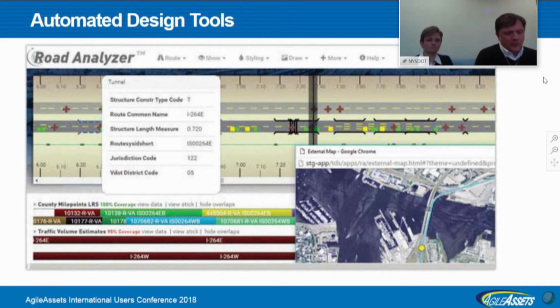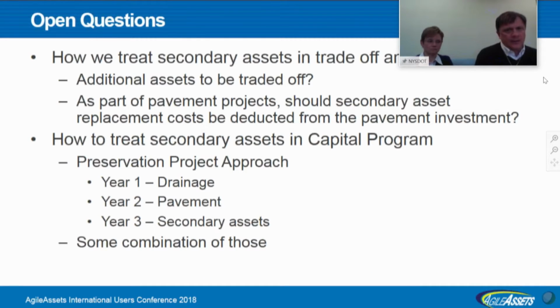Here's a version that we are just beginning to get our hands around. It is very similar to what Stan and John did, but the idea here is to take advantage of the fact that we are doing the straight line road analyzer here and doing a very similar type of effort using the straight line road analyzer tool. So you see the importance of secondary assets and how it relates to what we're doing with primary assets and doing preservation type of work.